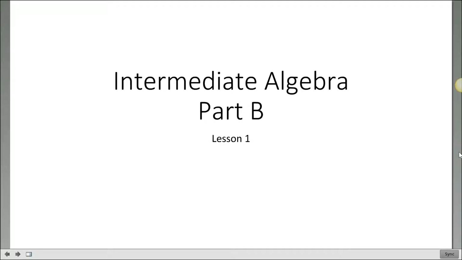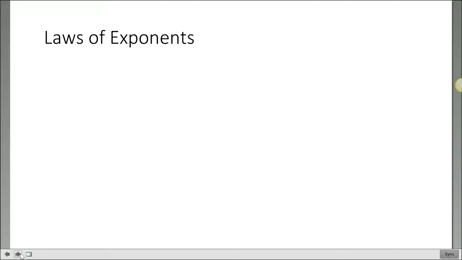This is Mr. Rowe. We're looking at intermediate algebra. This is part B. We're going to focus on lesson 1. This is a lesson on exponents. So we're going to go through the rules first, and then we're going to apply them to some problems that are similar to the ones you're going to see in your lesson. So let's get started.